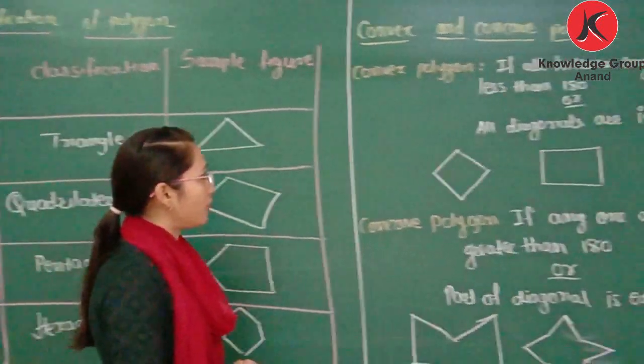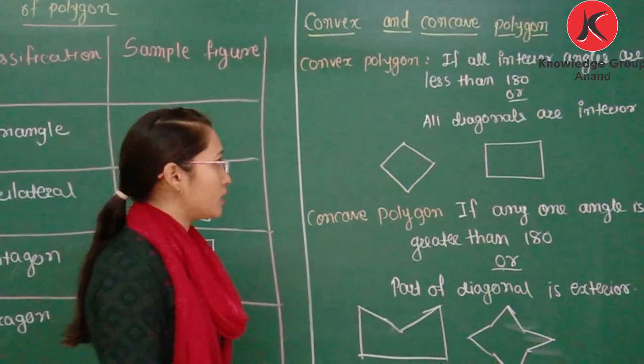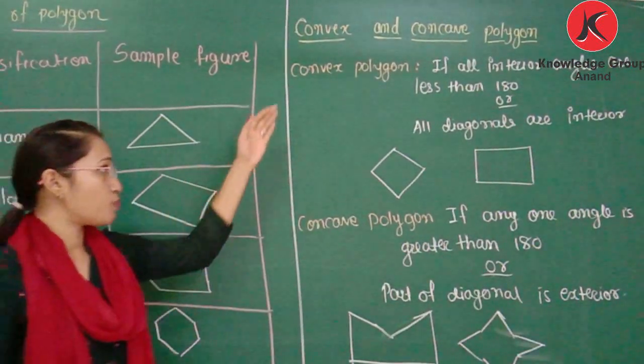Okay. Now one more topic: convex and concave polygons. You already learned convex and concave in science. So what is a convex polygon in math?